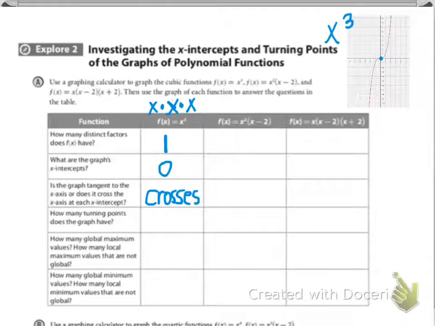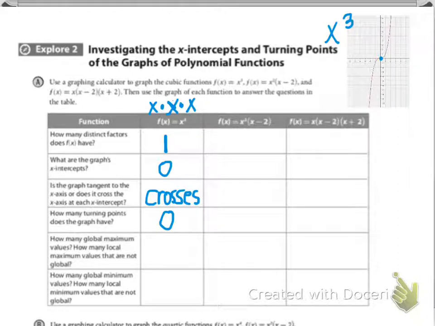Okay. How many turning points does the graph have? Well, it really doesn't. It has a key point. It's kind of like weaving through that axis, but it really doesn't have any turning points. It's not changing direction at all. It was always increasing, so 0 turning points.